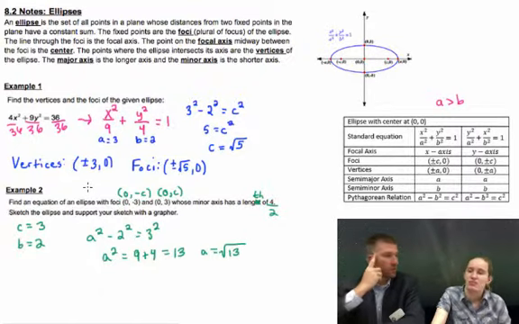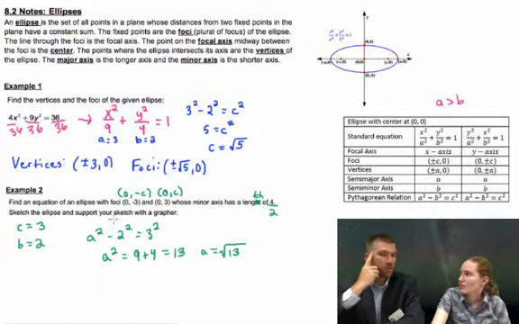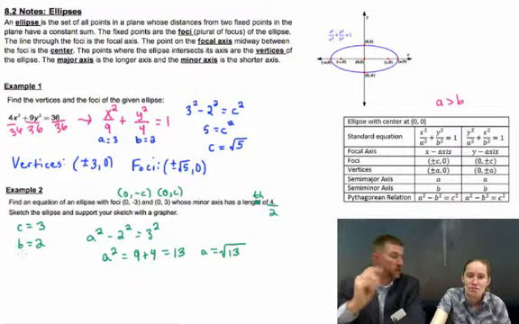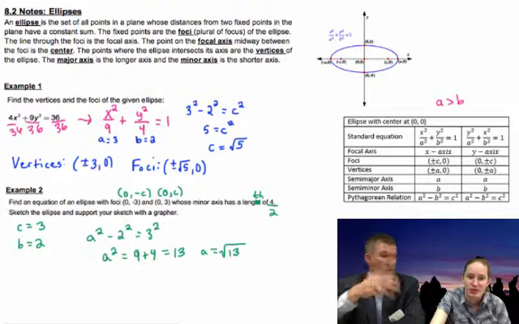Now, I know the square root of 13 can be a little bit tricky. It's between 3 and 4. You just have to figure out, 9 has a square root we know to be 3, and 16 has a square root we know to be 4. So we're right in between those.